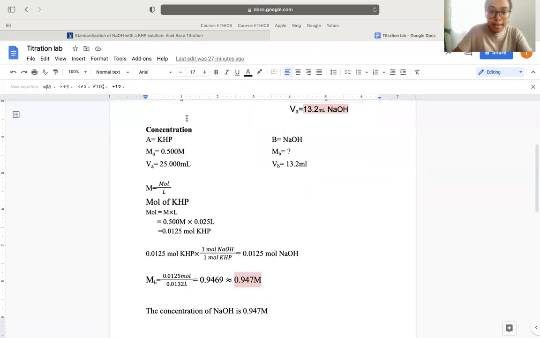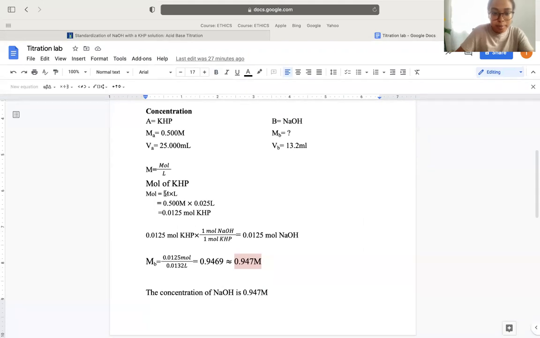To find my concentration of sodium hydroxide, I have to first find the moles of KHP. So here is my KHP acid. I know that the molarity is 0.5. Molarity is moles divided by liters, but to find moles, I need to multiply molarity times liters. So 0.5 times 25 milliliters divided by 1,000 to get liters, which is 0.025 liters. That'll give me 0.0125 moles of KHP.